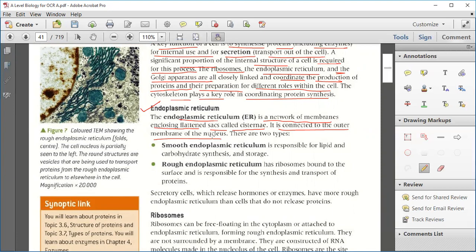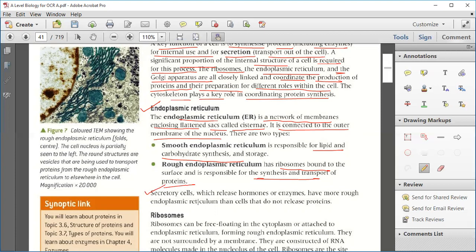Now the main difference between smooth and rough is that in the case of rough, ribosomes are there on the surface of the endoplasmic reticulum, but in the case of smooth, there are no ribosomes attached to it. Smooth endoplasmic reticulum is responsible for lipid and carbohydrate synthesis and storage, and rough endoplasmic reticulum is responsible for synthesis and transport of proteins.